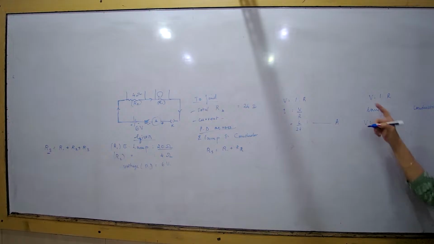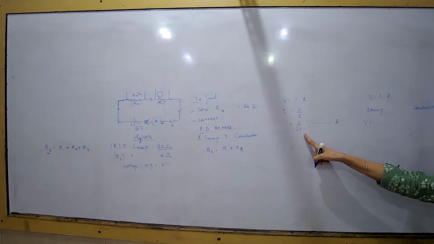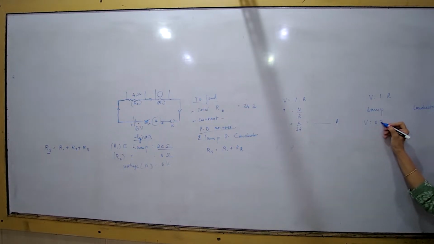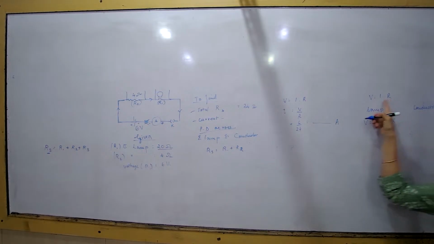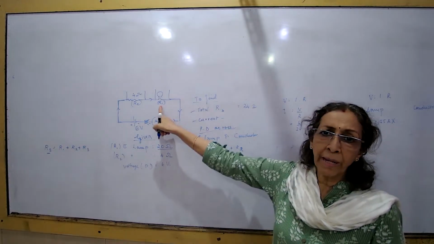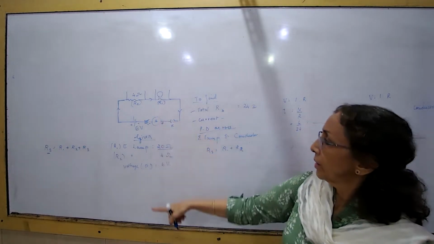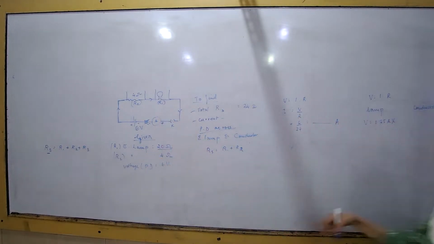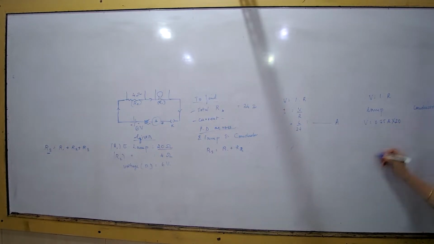So V here is equal to I, which is 1/4, equal to 0.25 amperes, times the R, the resistor. What is the resistance of the bulb? Lamp they have given as 20. So that's your 20. Find out the voltage. How much is that? 5. 5 what? 5 volt. Okay.